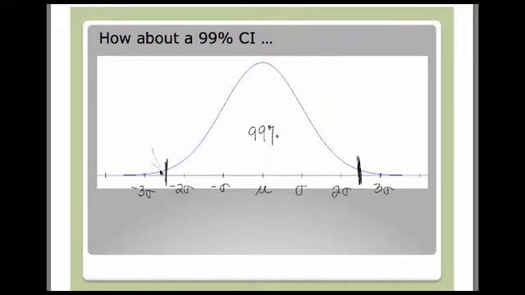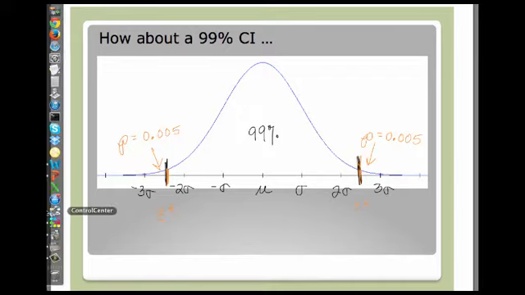If we have 99% in the middle, that leaves 1% left over. So cut that in half. That means our tail area is 0.005. So we want to find the z star that goes right there and right here.